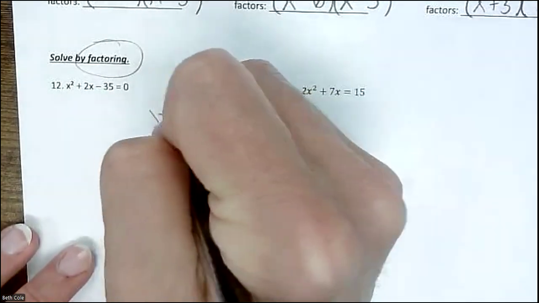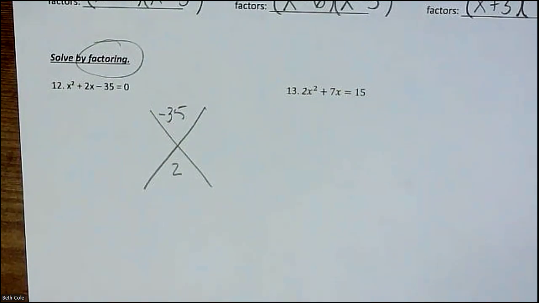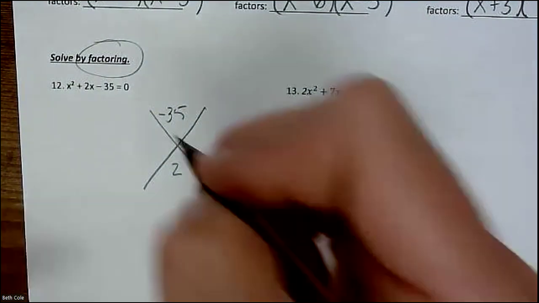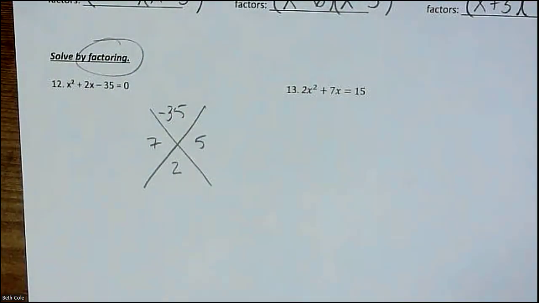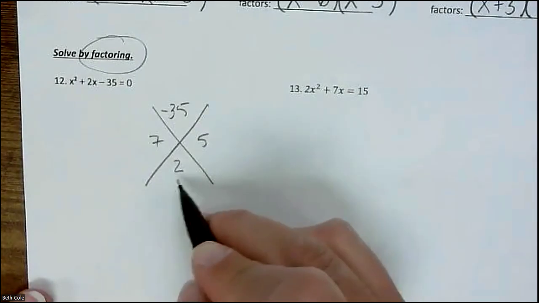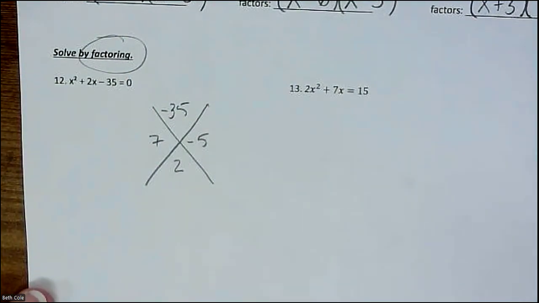On the top, -35, 2 goes on the bottom. Don't worry about the negative. Just come up with some numbers that multiply to be 35. Yep. Good. 7 and 5 is what it's going to be. Now you're going to decide which one gets the negative in order to get a 2. Good, because 7 minus 5 is 2.